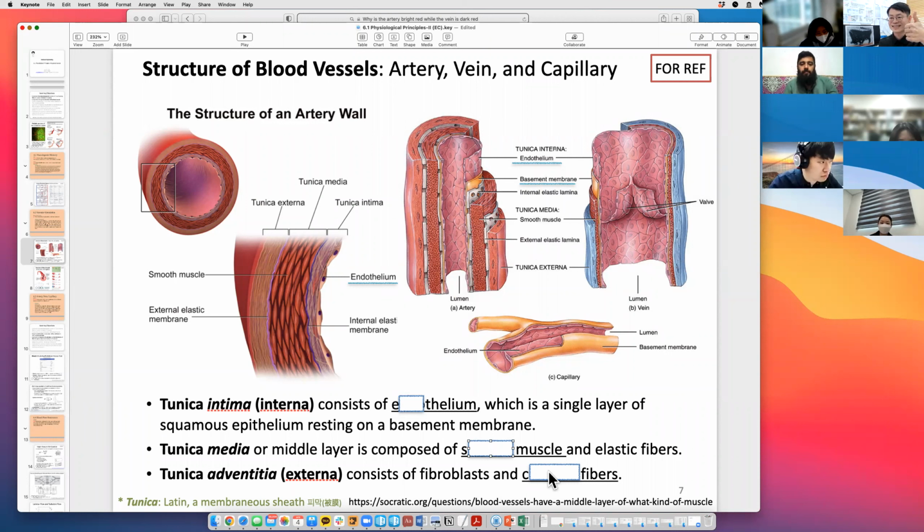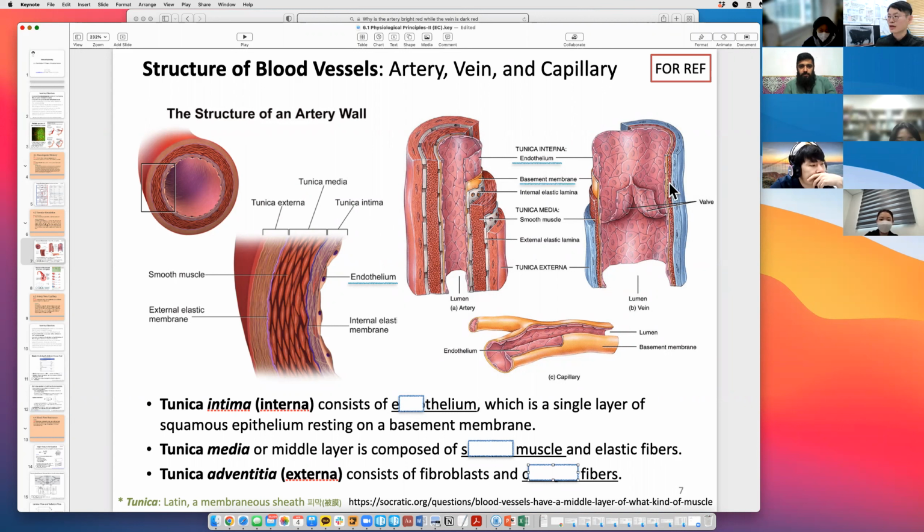Collagen fibers. Exactly. So collagen is very important in terms of holding, especially resisting tension. So that's collagen fibers. All right. So structural vessels, very, very important.